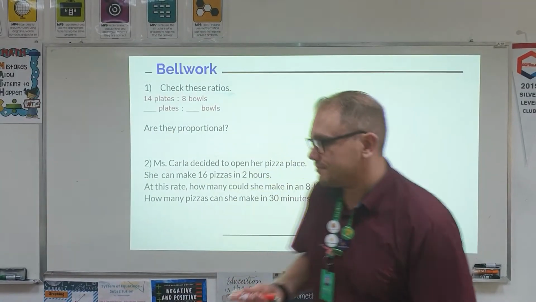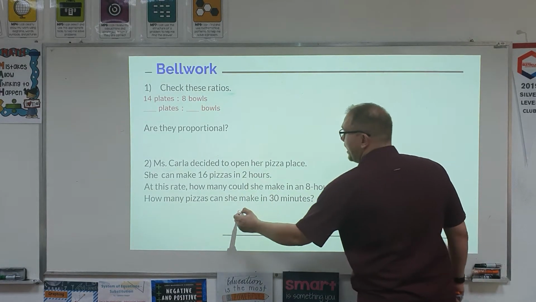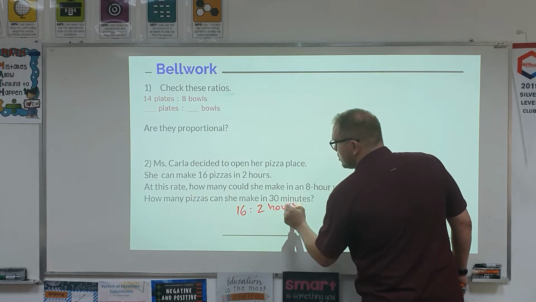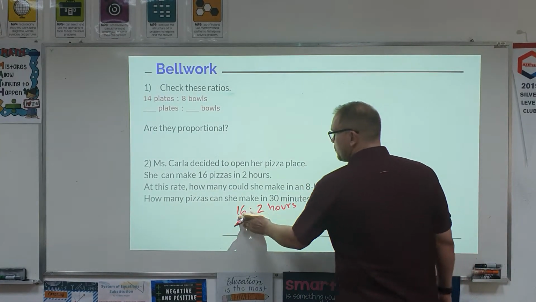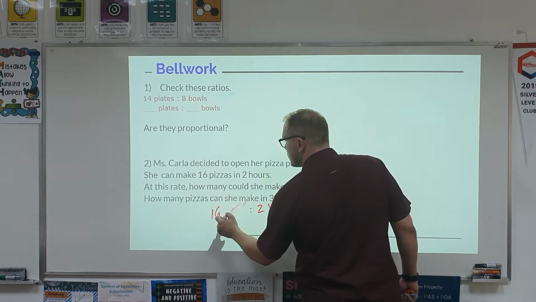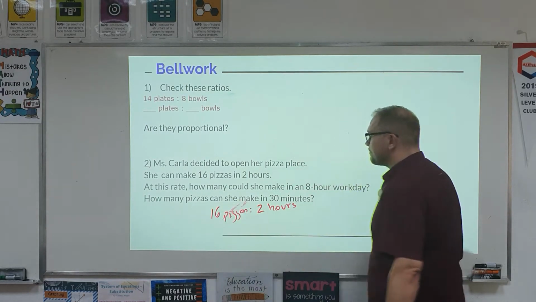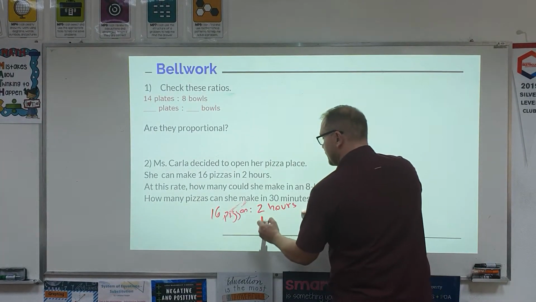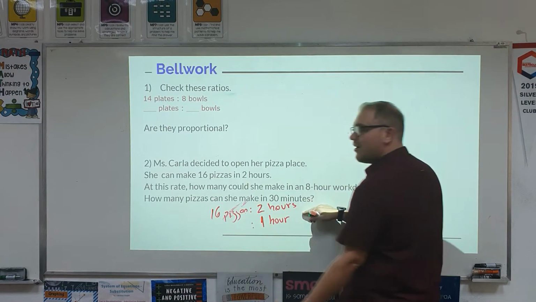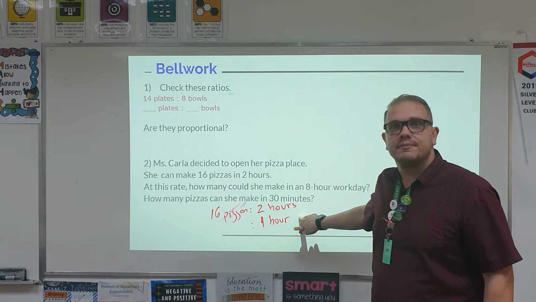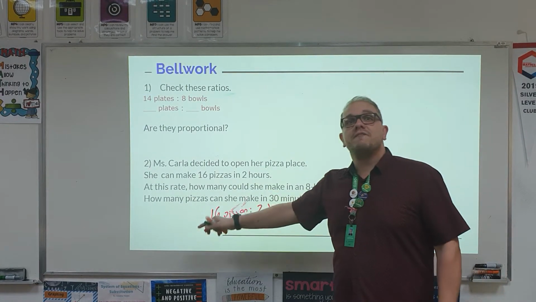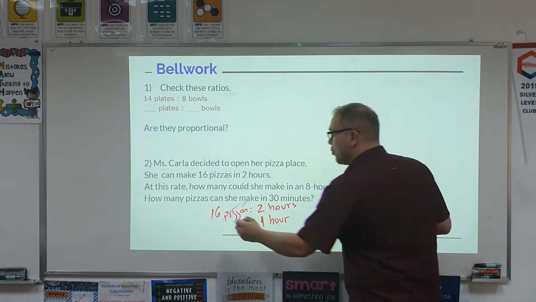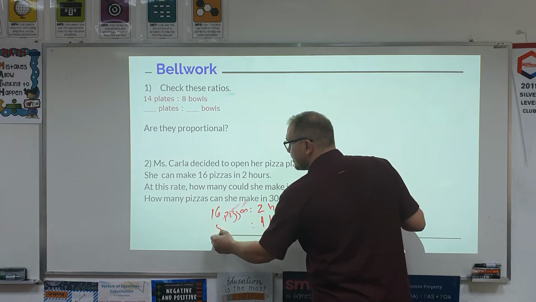So 30 minutes. Well, if for every 2 hours she can produce 16 pizzas, okay? Let me just write here 16 pizzas to 2 hours. What happens if I divide by 2, if I think about 1 hour? How many pizzas can she make in 1 hour? Right? It's half the time. If it is proportional, she has to be able to make half. So half of 16 is 8 pizzas.